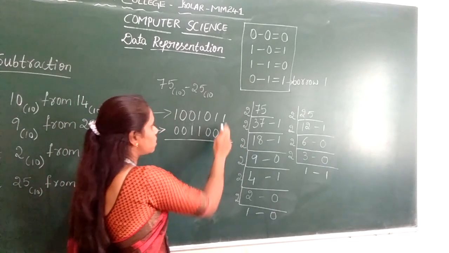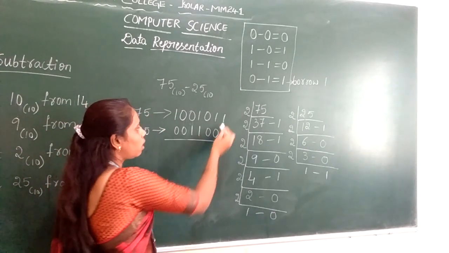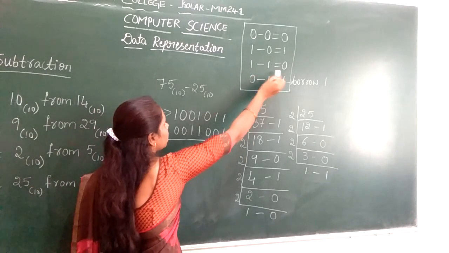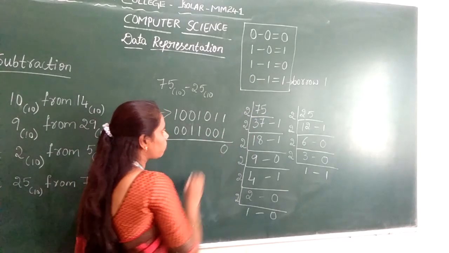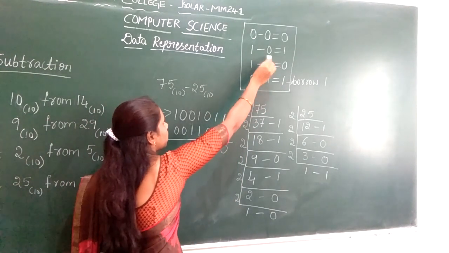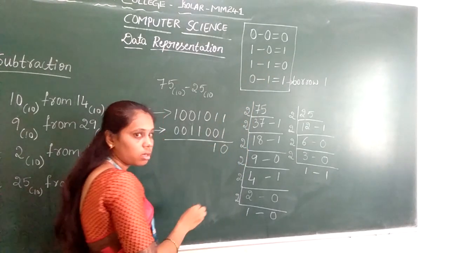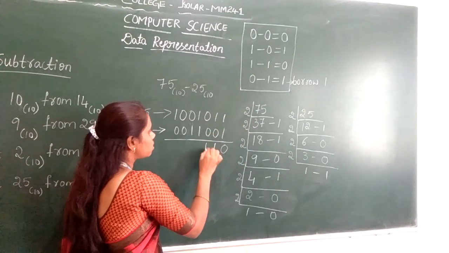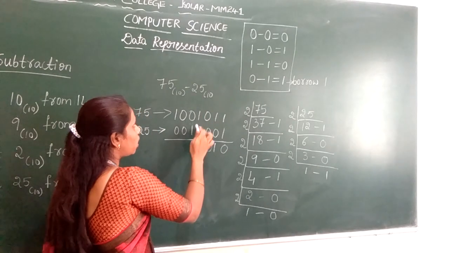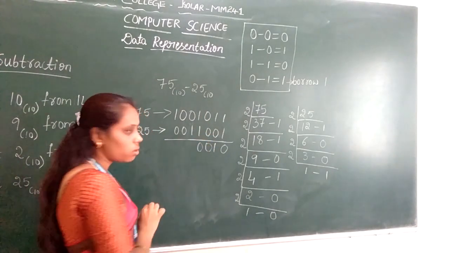Now subtract these two values. 1 minus 1 is 0. 1 minus 0 is 1. Again 0 minus 0 is 0. 1 minus 1 will be 0.